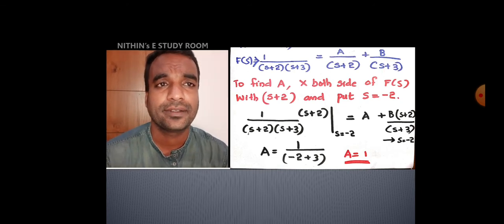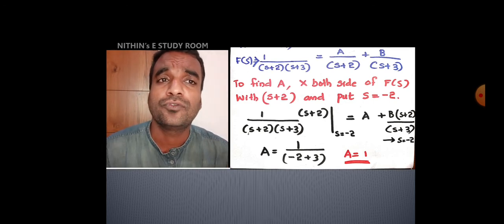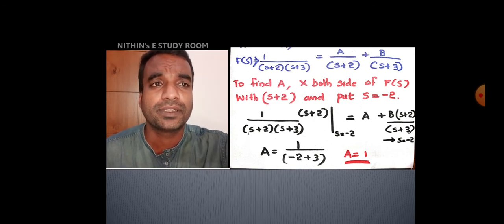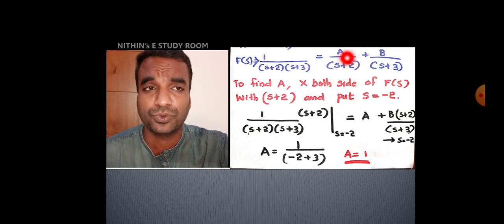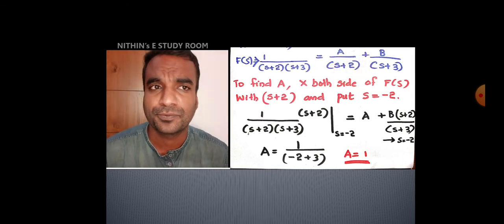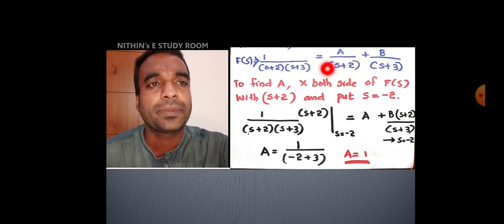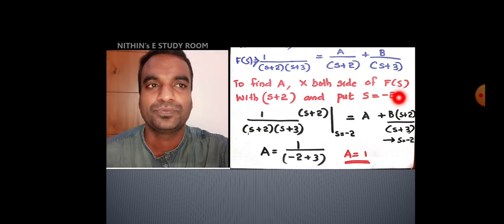And you should know that after this multiplication, you have to put s equal to minus 2 for all the s terms. From where do you get s equal to minus 2? Because you are multiplying with s plus 2 for finding A, take s plus 2 equal to 0. So s is equal to minus 2. What I want to convey is that if you are multiplying the right side with s plus 2, the first term will be A itself and the second term will be B into (s plus 2) by (s plus 3). And again you are going to put s equal to minus 2. So what will happen?